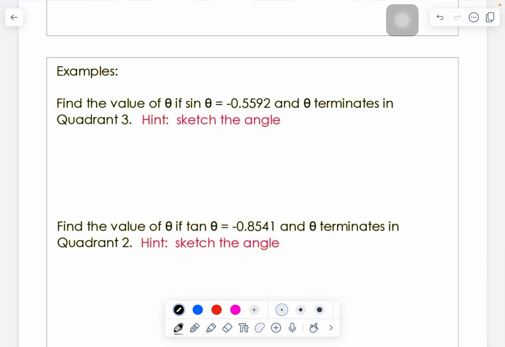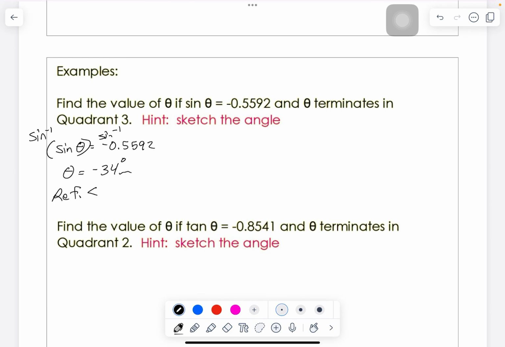So with that being said, I have sine of theta equal to this negative number. I am going to have to find out what that theta is. So I'm going to take the inverse sine of both sides, and that's essentially going to give me that theta. Which is a negative angle, but ignore the negative. If I round, it's about 34 degrees. My reference angle is 34 degrees.